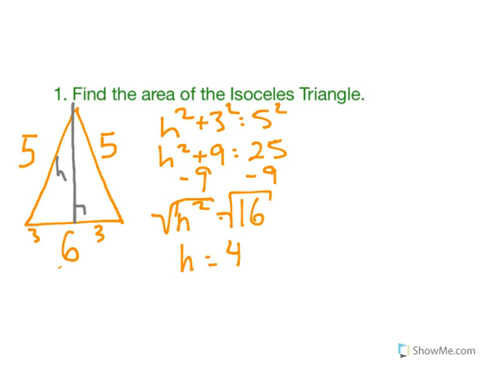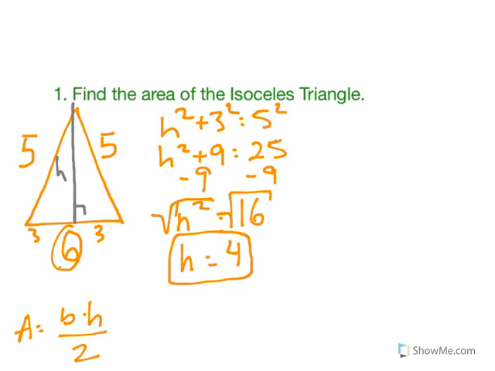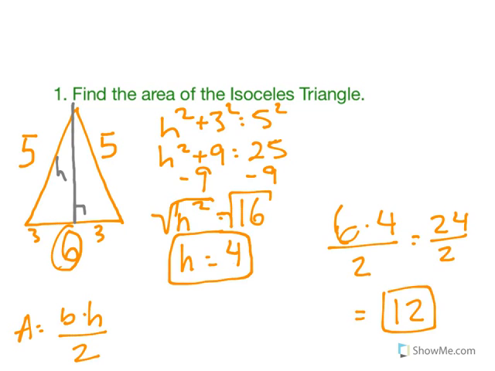Now we can find our area. The area function is area equals base times height over 2. We have to make sure that we use the original base, which is 6, not 3. So we'll do 6 times 4 all over 2, which is equal to 24 over 2, which is equal to 12, which is the area of this triangle.